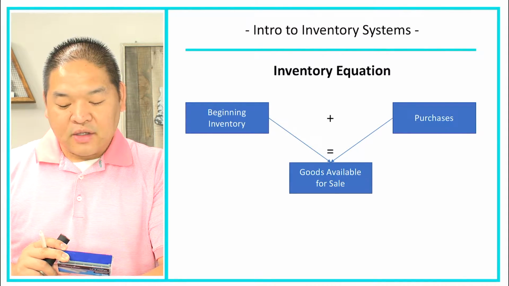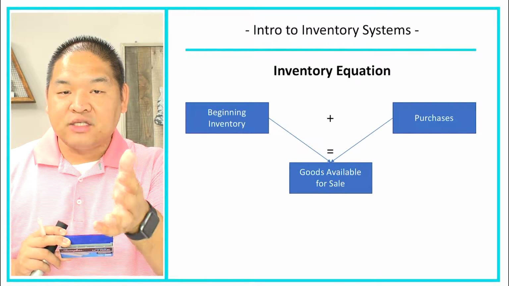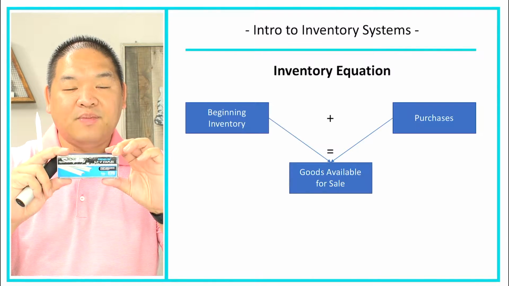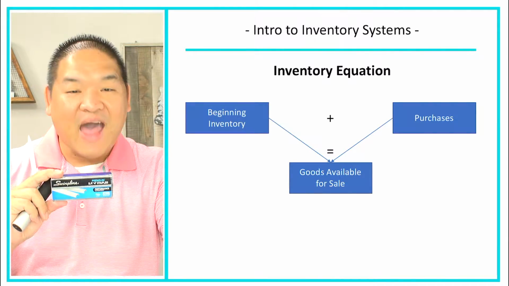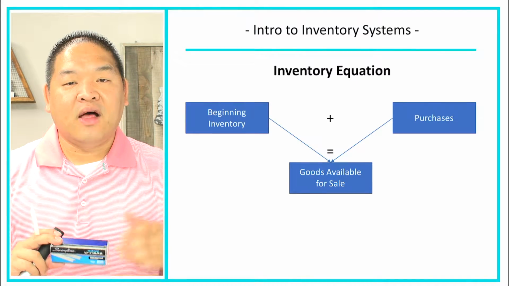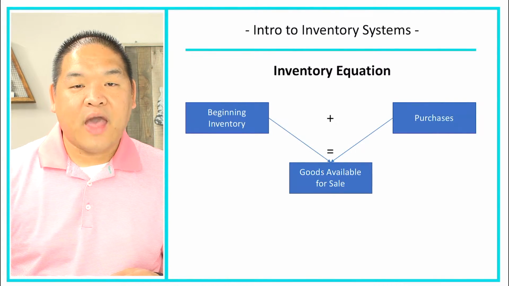Another way we can do this, instead of quantity, is to use dollar amounts, but we're not going to use dollar amounts just yet. Just think of quantity for our example. So 20 at the beginning of the period, and then we bought 1,000 after that, gives us goods available for sale of 1,020.